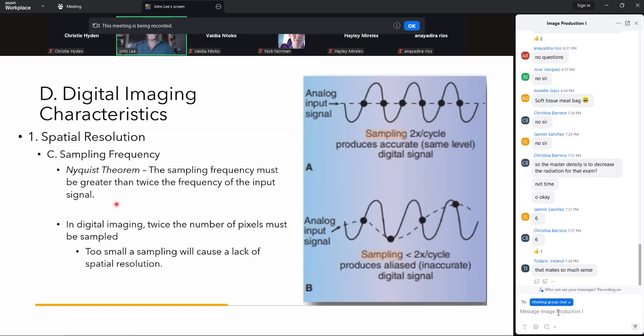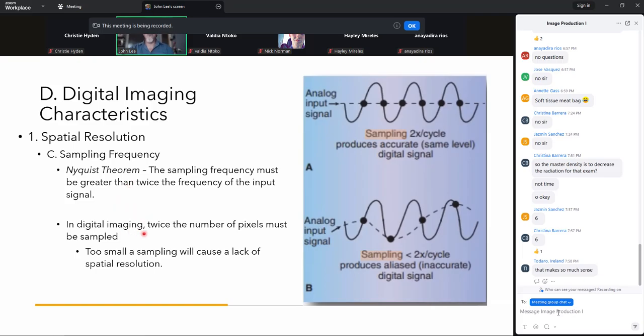The Nyquist theorem states that the sampling frequency must be greater than twice the frequency of the input signal. Okay. So the amount of radiation that we put to the plate, we need to sample 2 times more of that area than what we irradiated. So the laser needs to be very exact and the scan lines need to be very, very close together in order to hit this Nyquist theorem requirement.